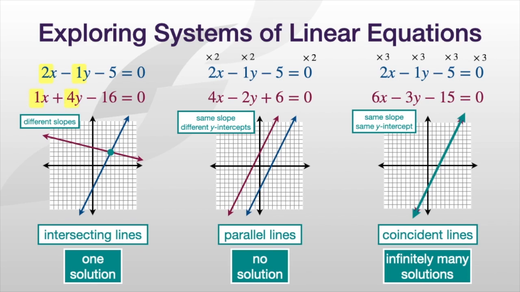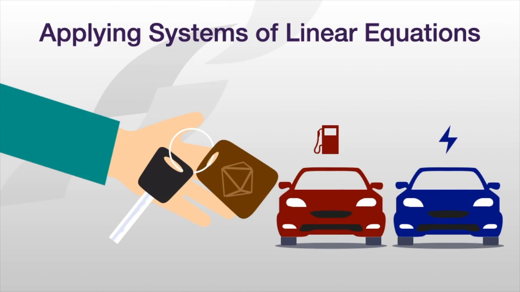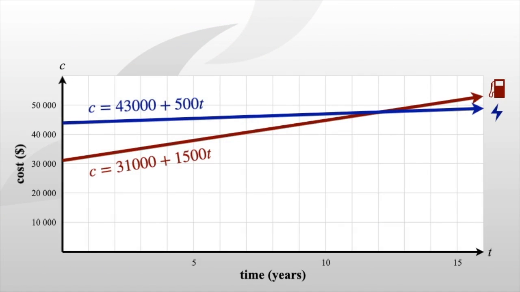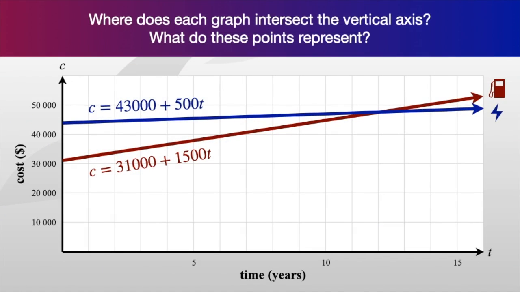Let's apply our understanding of systems of linear equations. First, we'll return to the question, is an electric vehicle worth it? From the introduction. The cost c over time t of both cars is given by the following. Where does each graph intersect the vertical axis? What do these points represent?